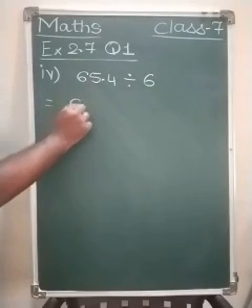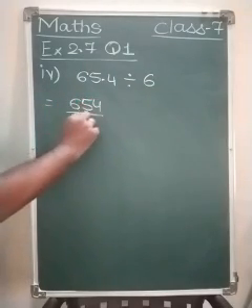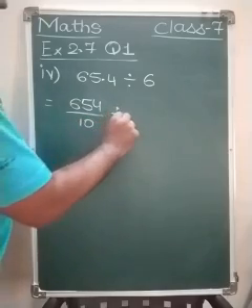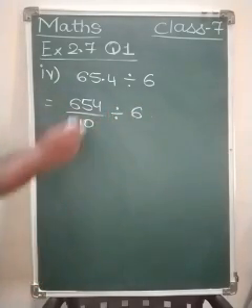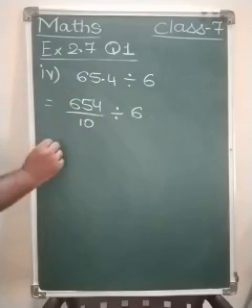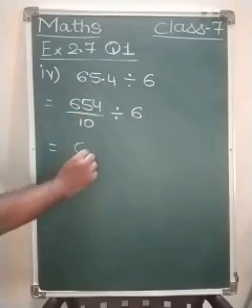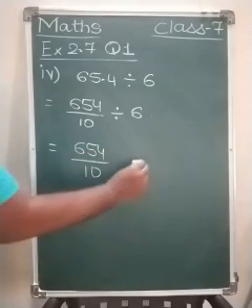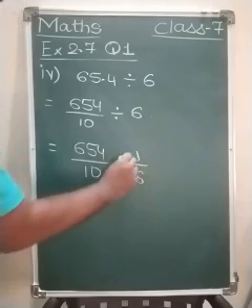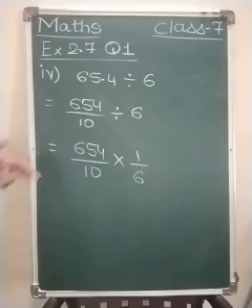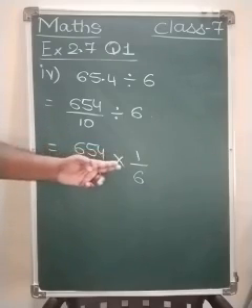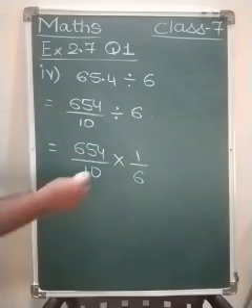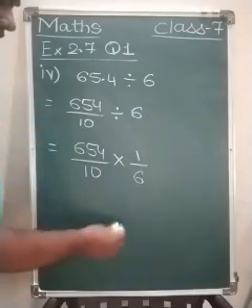So this equals to 654 upon 10 divided by 6. We have converted the decimal number into a fraction. Now this would be keep 654 upon 10, change, flip, 1 upon 6, and change. Divide 654 by 6. Okay, how we do it? You can do it in your conventional way also.